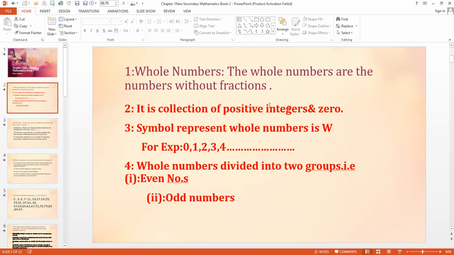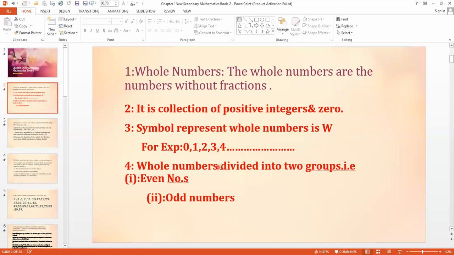Whole numbers. The whole numbers are the numbers without fractions. Whole numbers are such numbers which are without fraction and without decimals. Clear? Second, it is a collection of positive integers and 0. As I already told you, whole numbers start with 0 and include all the positive numbers. So it is a collection of positive integers and 0. Third, we simply represent whole numbers by W, capital W. For example, 0, 1, 2, 3, 4, all these are whole numbers.